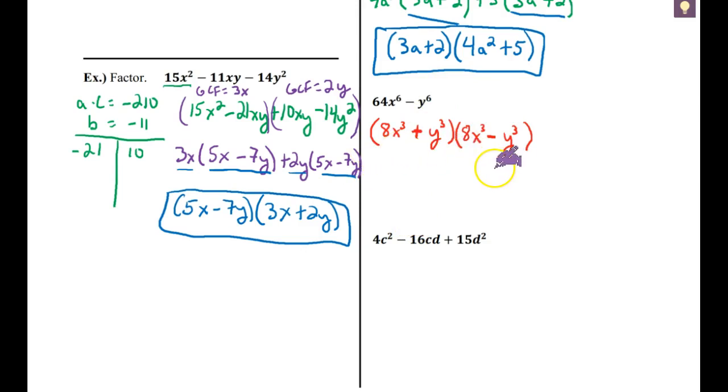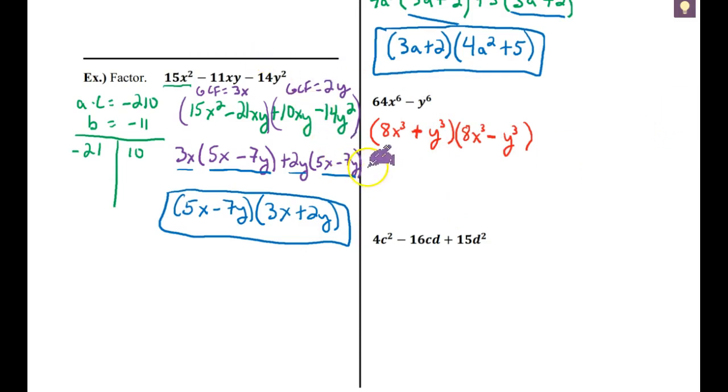Alright, so now I'm here, and I ask myself again, is there anything else I can do? Well, 8 is a perfect cube. X cubed and y cubed are perfect cubes. So these are both sums and differences of cubes. So we have to factor both of these again. So let me go ahead and use a different color.